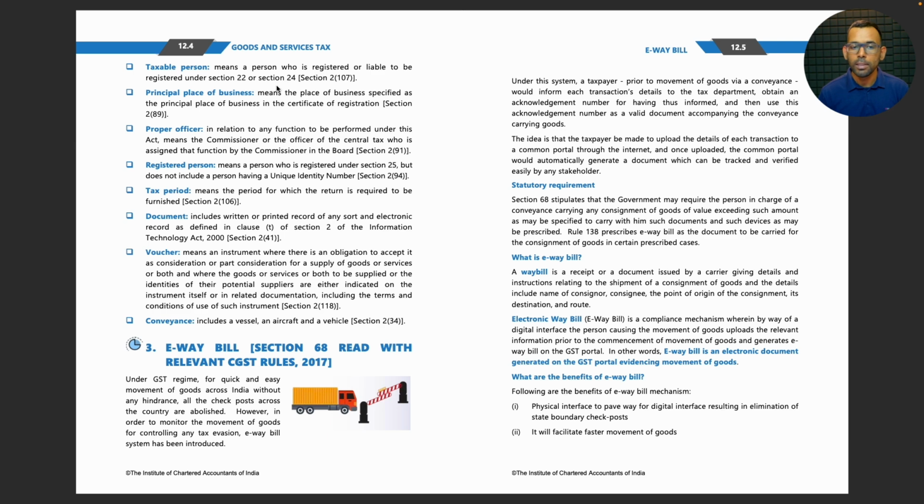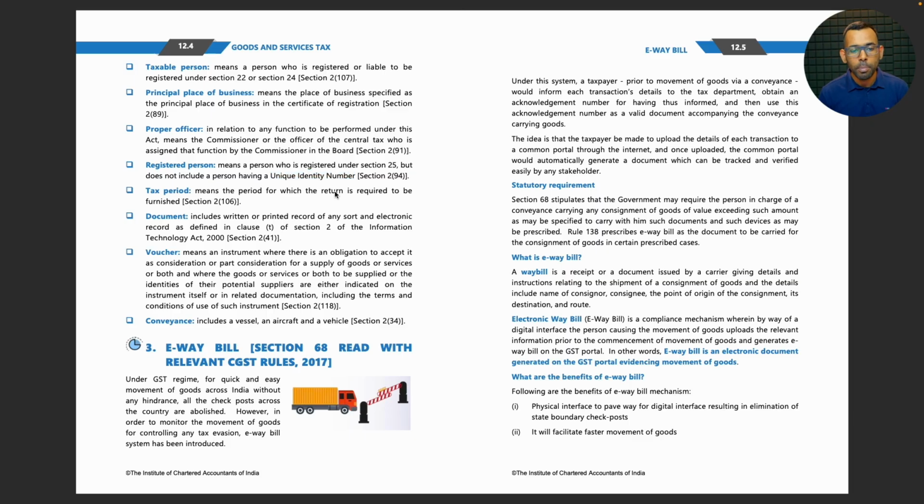Taxable person means a person who is registered or liable to be registered under section 22 or section 24. This we will study when we study the registration chapter. Principal place of business means the place of business specified as the principal place of business in the certificate of registration. This is GST registration, right? Proper officer, in relation to any function to be performed under this Act, means the Commissioner or the officer of the central tax who is assigned that function by the Commissioner in the Board, section 2, clause 91. Registered person means a person who is registered under section 25 but does not include a person having a unique identity number, section 2, clause 94.